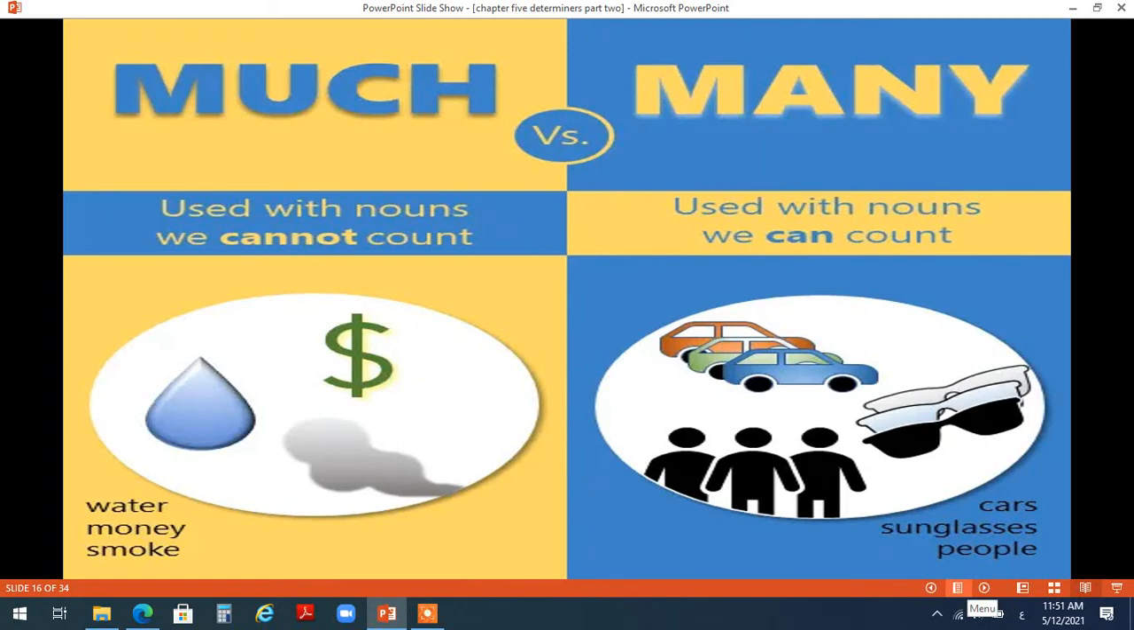We have some other pair of quantifiers which includes much and many. As you can see, much is used with nouns we cannot count. نستخدم much مع الأسماء التي لا نستطيع عدها. For example, water, money, smoke. أما many it is used with nouns that we can count مع الأسماء التي نستطيع عدها. For example, cars, sunglasses or people.